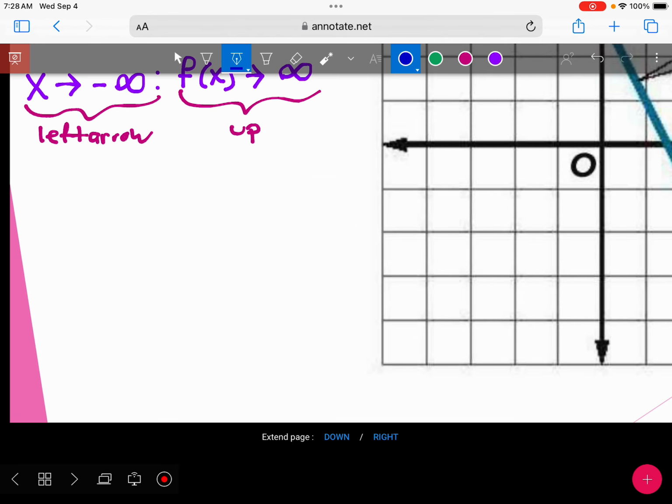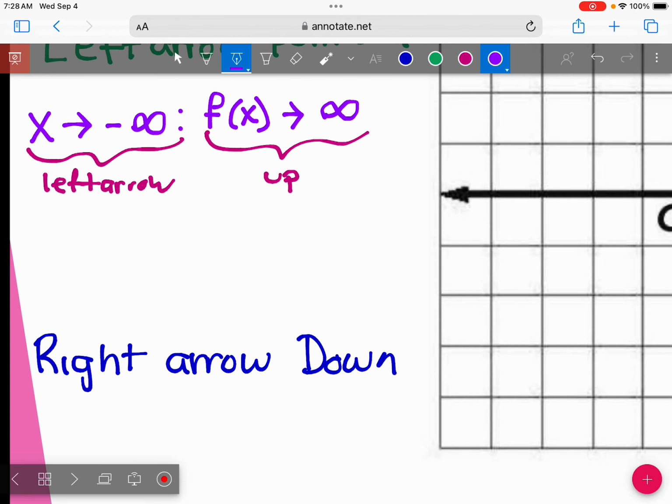So our second arrow is going to be right arrow down. That's what we need it to say. I'm going to do my translation above. So this time, instead of x going to negative infinity and going left, I need it to go right. So my x's are going to approach positive infinity. As my x gets real big, my y's, or f of x, approach down, negative infinity.